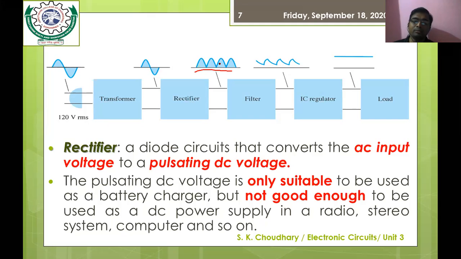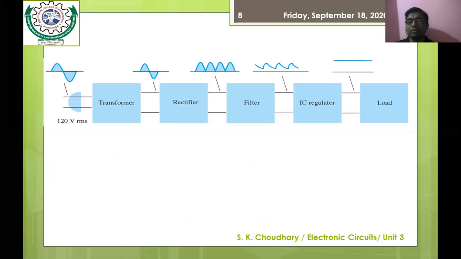So you can use this pulsating DC as a battery charger, but you can't use it for other electronic appliances like radio systems, stereo systems, music systems, or computers. They require a regulated power supply. Okay. So here the output of the rectifier is not a regulated constant voltage. It is a pulsating DC, so it can't be used for these applications. This pulsating DC output is fed to the filter in the next stage.